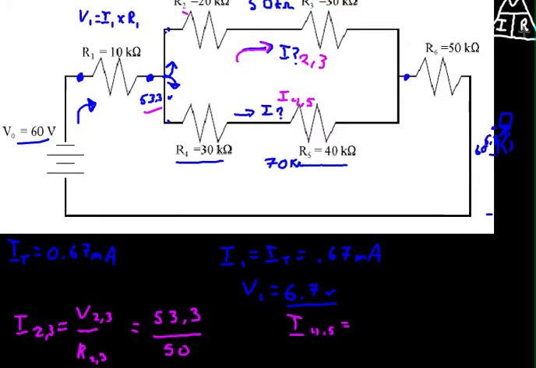And then for I5, I equals V over R. So V over R, V is going to be the same for both of them. 53.3 divided by the total down here, which is 70. And you'll plug those two in, and you'll get the total I going across from here. And then once you have the total I in this branch and the I in this branch, you should be able to add those two together and get the 0.67.